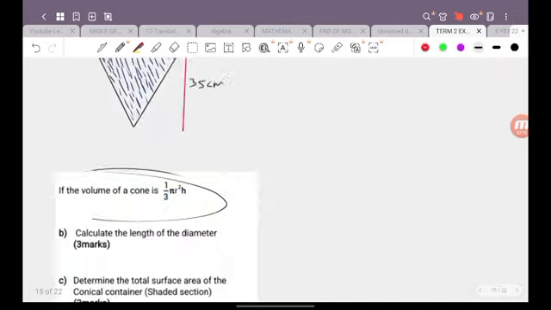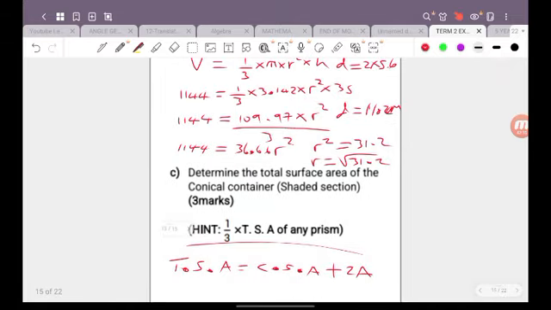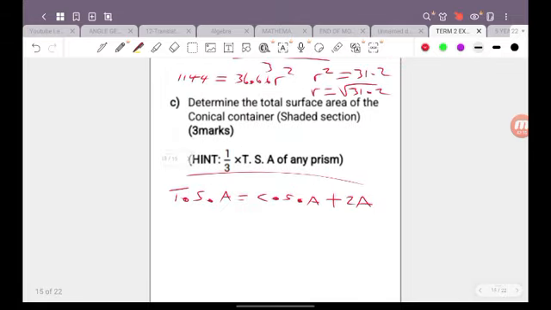Now we first need to find the curved surface area of the cone, which has a special formula. The curved surface area of a cone is equal to pi r multiplied by the slant height. Let me go on Google for a second and double check that formula. I believe it's pi r multiplied by L.